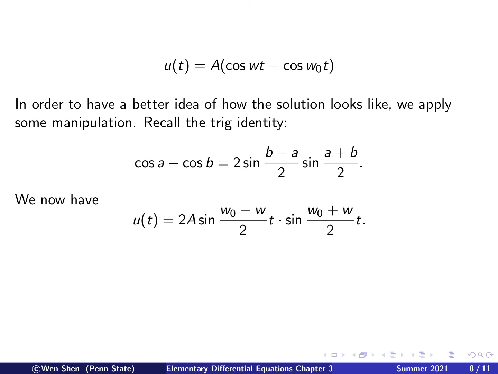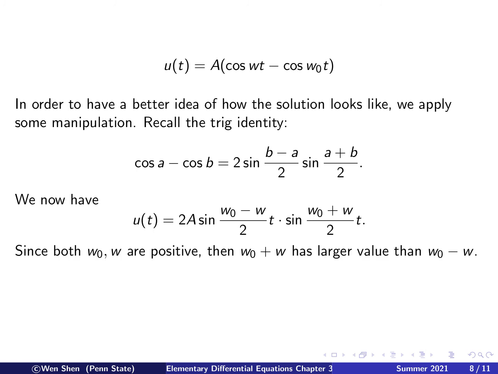If we use that, and we see ωt is angle A, ω₀t is angle B. By this relation, we'll have u(t) is 2A times sine of ((ω₀ minus ω)/2)t and sine of ((ω₀ plus ω)/2)t. So I write the sum of two trig function terms as the product of two sine terms here.